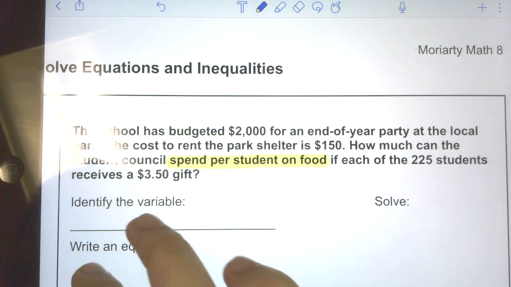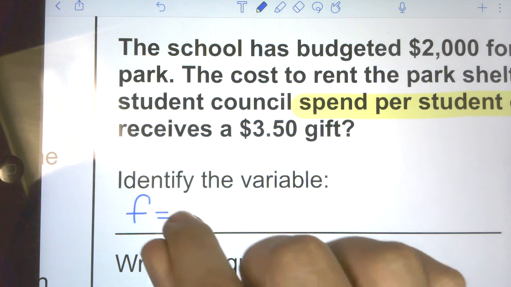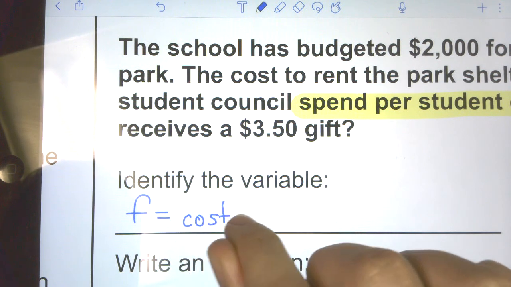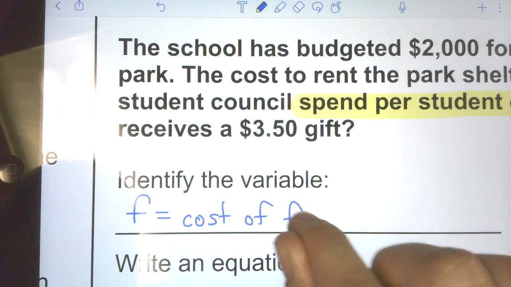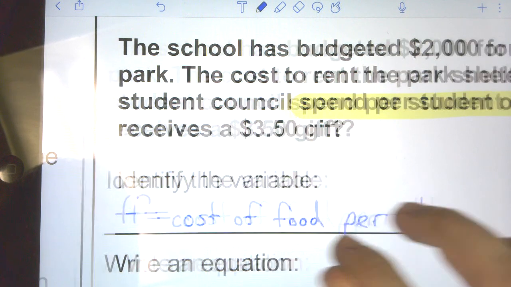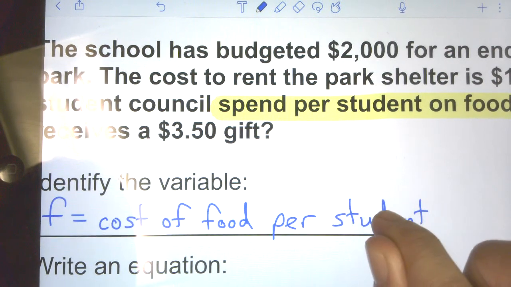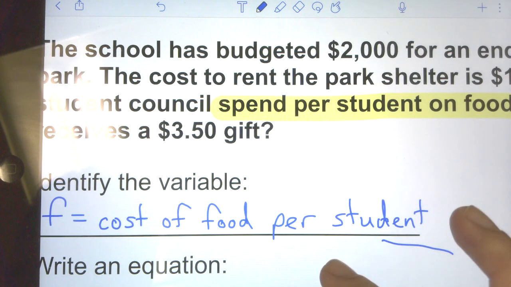So the variable that I used in class is F. You can use whatever you want as long as you tell me what it means. So I'm going to say F is the cost of food per student.